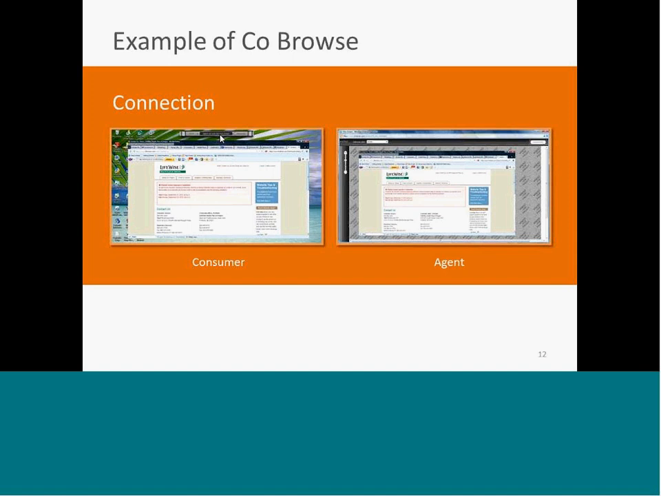Now, as you look at it too, if you look at that consumer screen and then you look at the agent screen, there is a difference. On the side, we have some of our security in place, and we've limited to the browser.